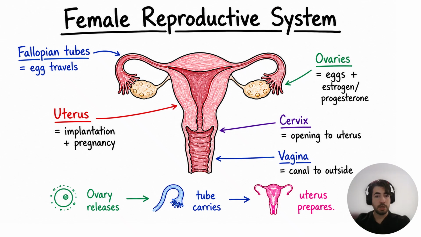Now, the cervix is the lower opening of the uterus. Think of it like a doorway between the uterus and the vagina. Pretty much, it's just that, just a doorway. And the vagina is the flexible canal that connects the cervix and the outside of the body. So the simple pathway is the ovaries release, the tubes carry, and then the uterus prepares for pregnancy. If you remember that, you already have the foundation for the rest of this topic.